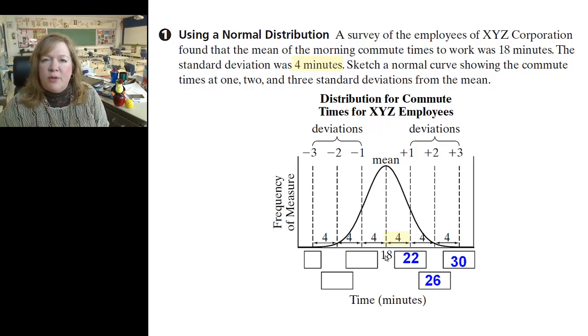To go to the left side, we're going to be subtracting because these are negatives. We're minusing 1 standard deviation from the mean. So 18 minus 4 is 14, and minus 4 is 10, and minus 4 is 6. And you put them right there on the grid.